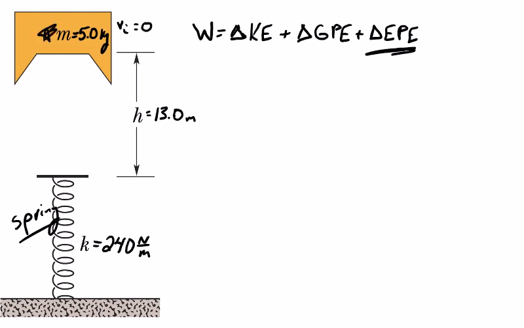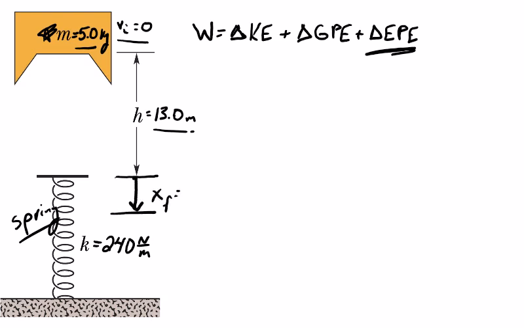Just to make it a little bit easier, I'm going to assume it's a 5 kilogram mass. It's going to start off with no initial velocity. It's going to fall from 13 meters above this spring, and the spring has a spring constant of 240 newtons per meter. What we're going to try to figure out is when this block hits this spring, it's going to compress it. So it's going to cause it to push down and come to some final compression.